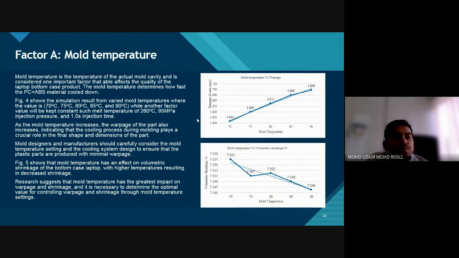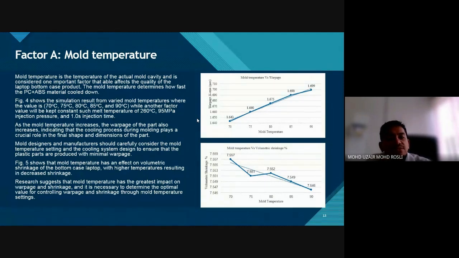So you can see here, as the mold temperature increases, the warpage of the part also increases. It shows that the cooling process during molding plays a crucial role in the final shape and dimension of the part. So the mold designer should carefully consider the mold temperature setting and the cooling system design to ensure that the plastic parts are produced with minimal warpage.